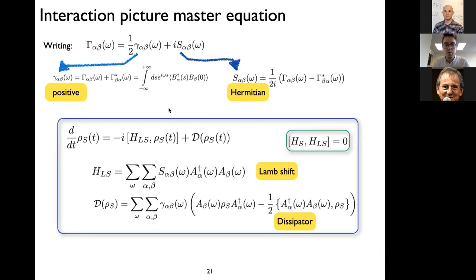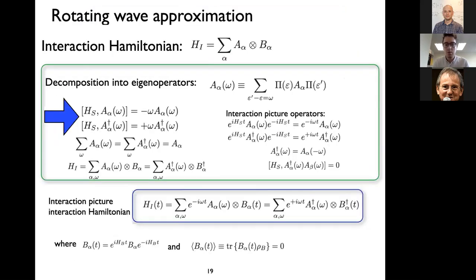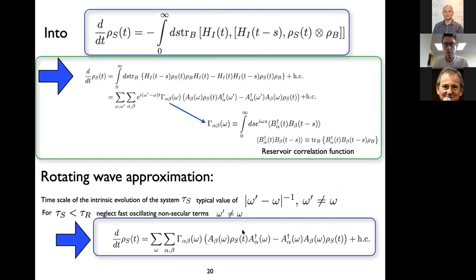Okay, I think I skipped too many slides. We have just a few minutes left, but hopefully I can get to the end of this microscopic derivation. Let me quickly go back.